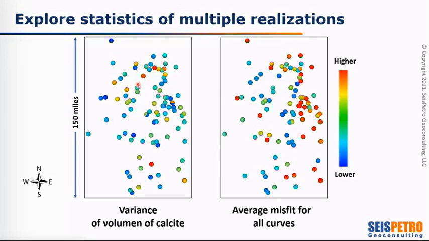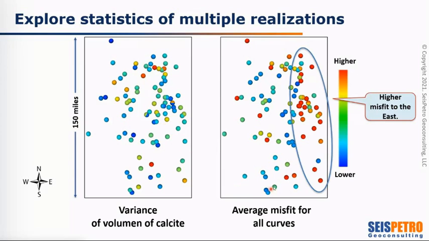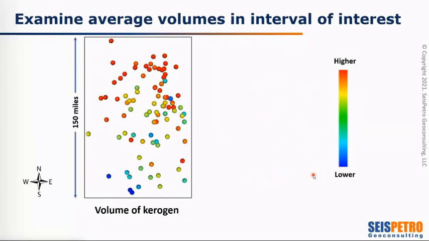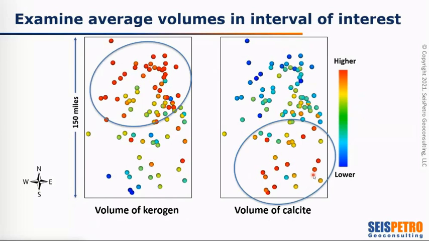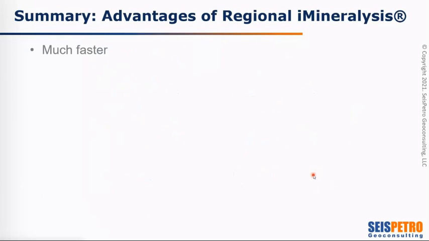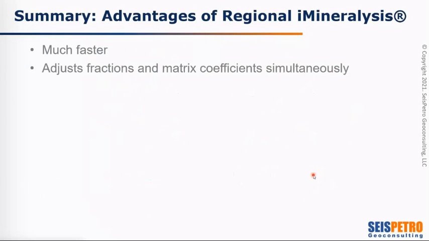We also can map the misfit for all the curves, and we can start looking at trends. It's kind of like a nice QC step. It not only tells you that maybe the model is not working well there, when it's so systematic, it can tell us that there is something geologic going on in that region. And it may need either a different multimodal model or actually a different normalization when we did the process. As in the typical multimineral analysis, you can map the volume of kerogen, of course, and the volume of calcite. So the summary of this, the advantages of the regional iMineralysis, is that it's much faster.